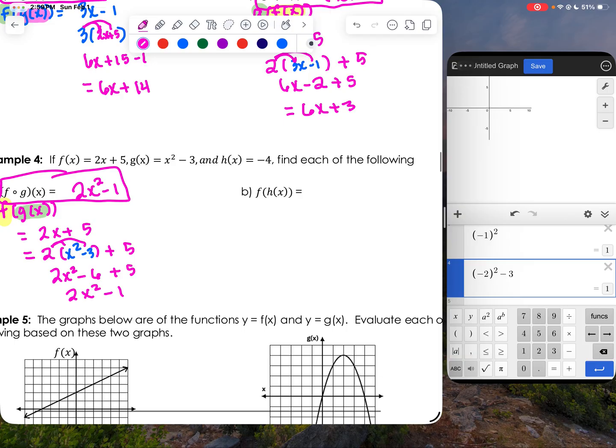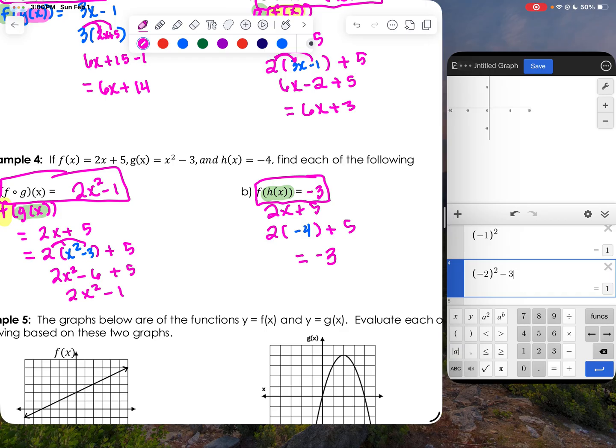All right, for problem B, hopefully you wrote down the f function first, 2x plus 5, and then you replace the x with parentheses. And then it told us to plug in h of x. Now, according to our original problem, h of x is equal to negative 4. So that means I'm plugging in a negative 4 for x. Now, when I work that out, 2 times negative 4 is negative 8, and negative 8 plus 5 would give me negative 3. So f of h of x is simply equal to negative 3.